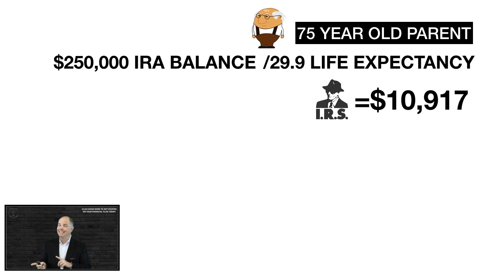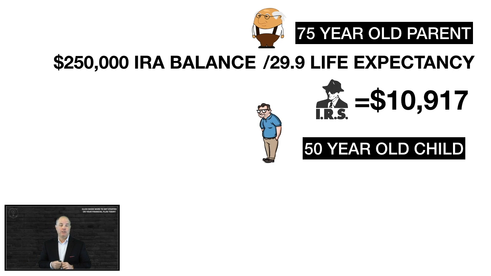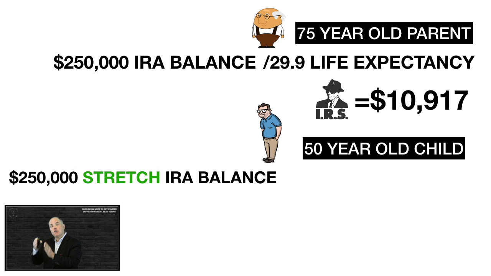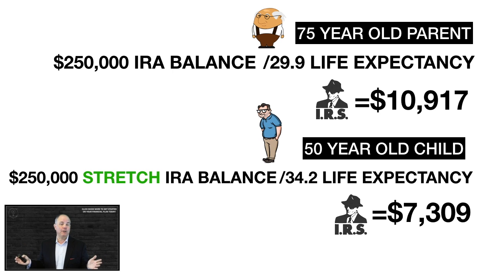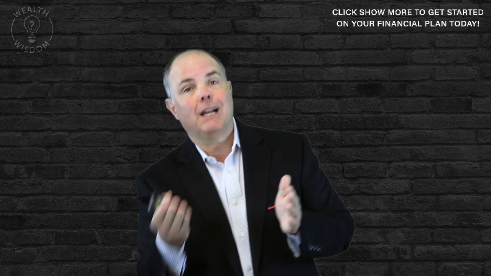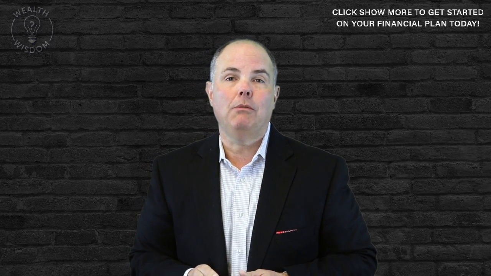So in a decedent IRA, when your child takes this over, let's say they're age 50, same thing, 250 balance, except their factor now, life expectancy, is 34.2. They're only taking out $7,309. So roughly a 30% difference, pretty significant, so it allows them to grow more money.